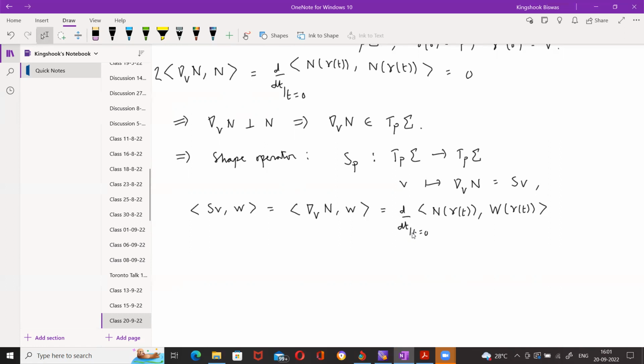So if I compute this, let me extend this vector W to a vector field capital W. Then this is d/dt of this minus n nabla_V W. And this is 0 because n is perpendicular to W. So this is minus the inner product of n with nabla_V W.